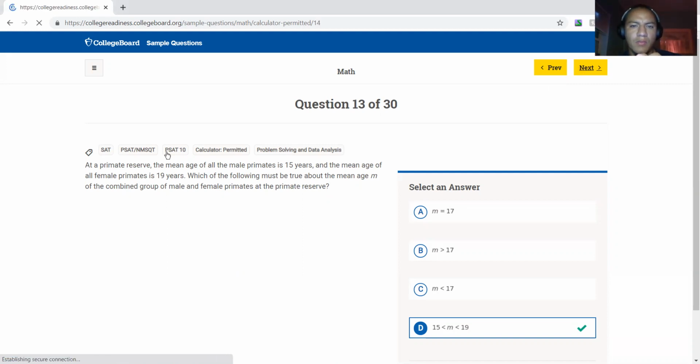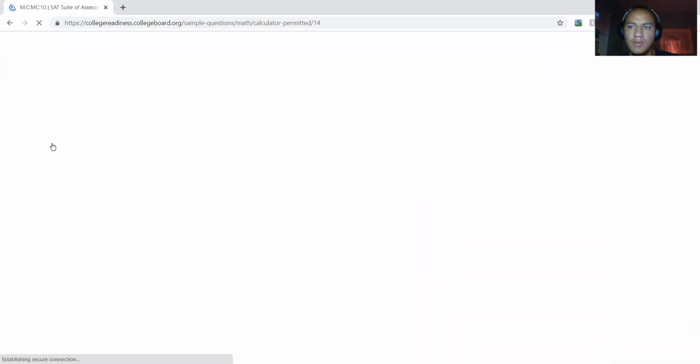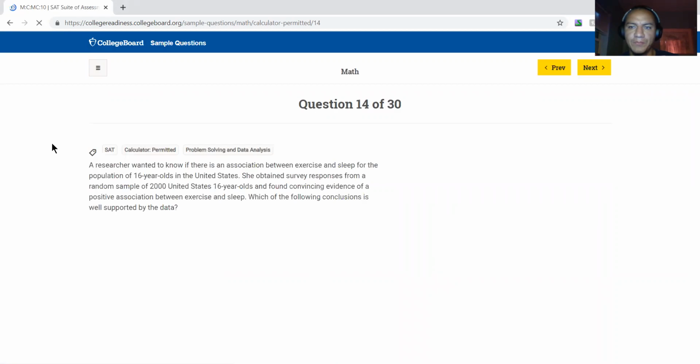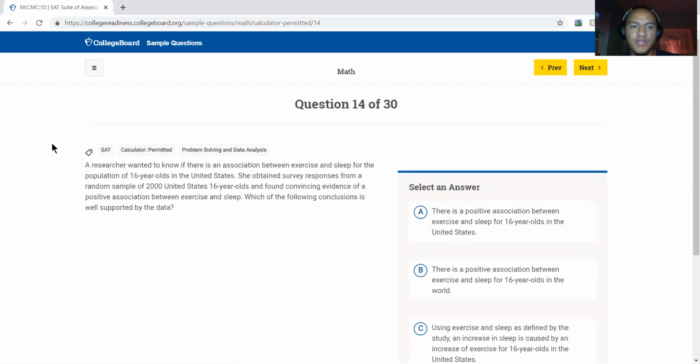So the next question is loading. A researcher wanted to know if there is an association between exercise and sleep for the population of 16-year-olds in the United States. So instantly you must underline that they want to find out the association. That's all that the researcher cares about, just the association.